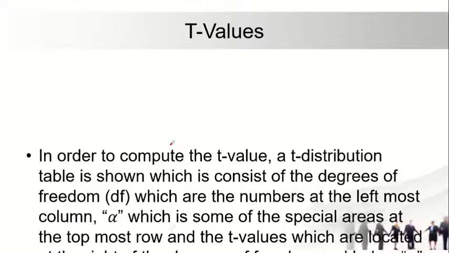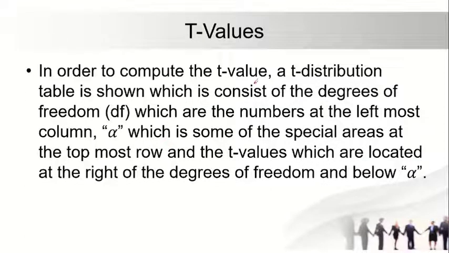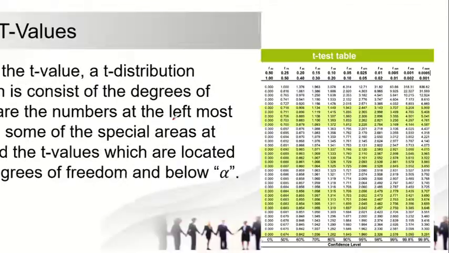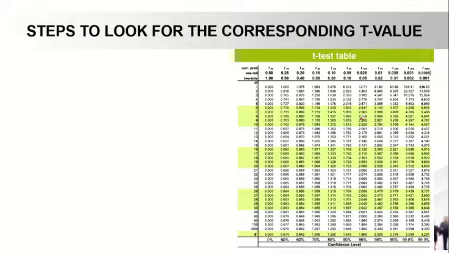So next, t values. In order to compute the t value, a t distribution table is shown which consists of the degrees of freedom, which are the numbers at the leftmost column, alpha, which is the sum of the special areas at the topmost row, and the t values which are located to the right of the degrees of freedom and below alpha or level of significance. So, steps to look for the corresponding t value.